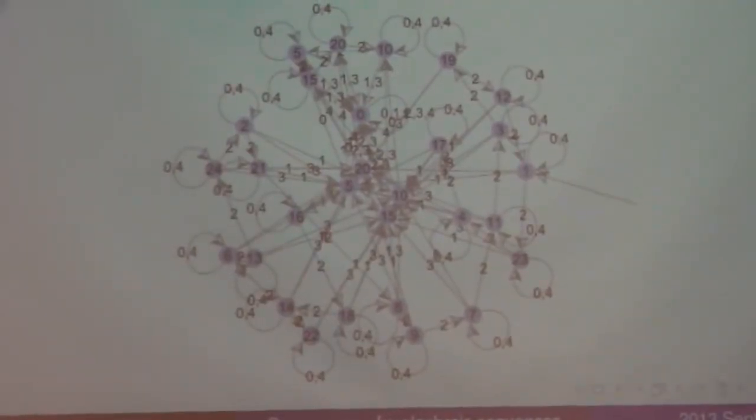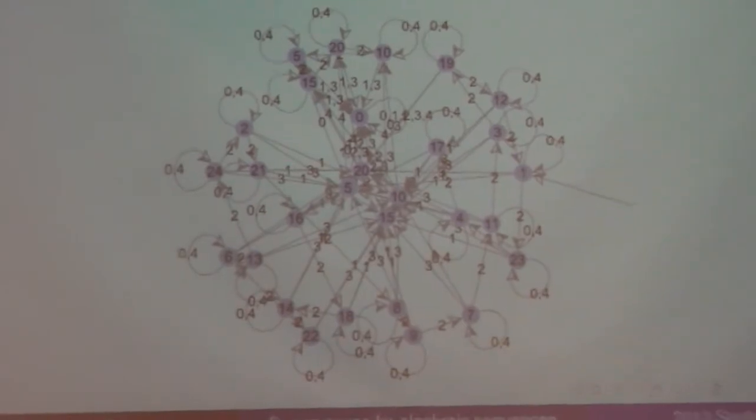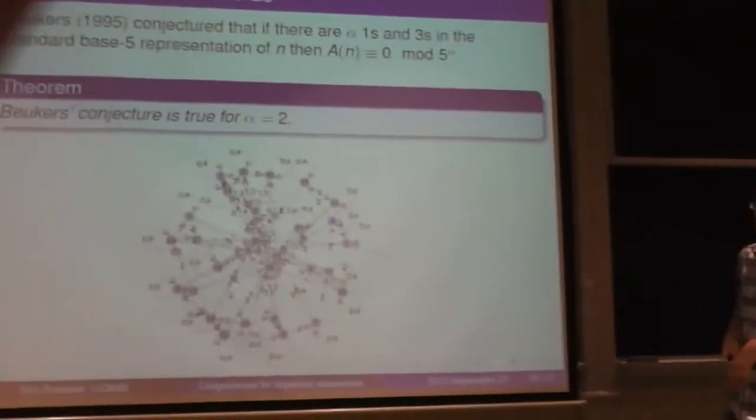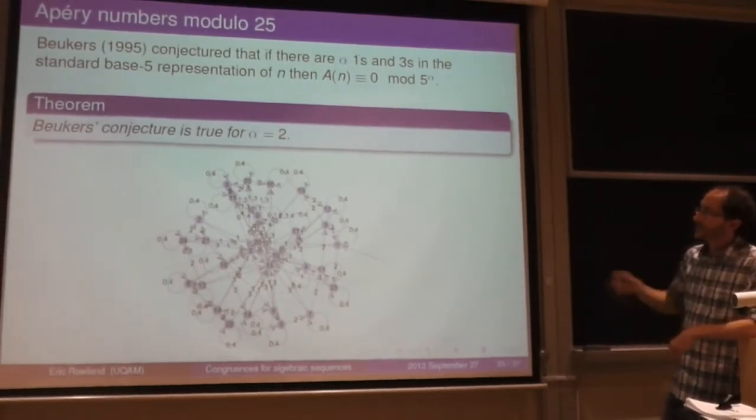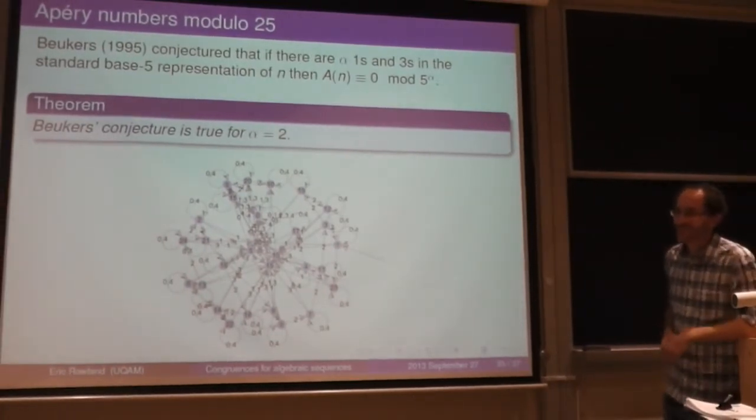So for mod 25, this is the automaton you get. And it takes a little work to figure out what's going on here, but if you cut out the right vertices, then you can actually show that this is true for alpha equals 2. And for 125, I wasn't able to compute the automaton.